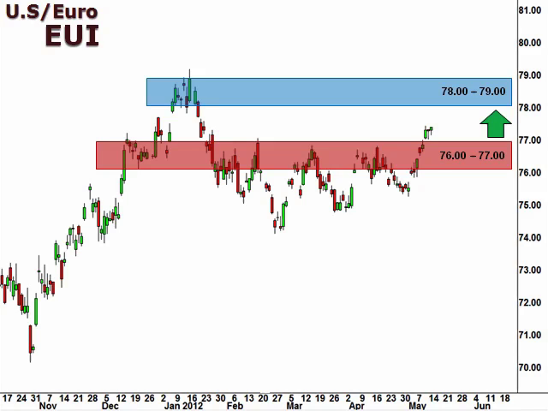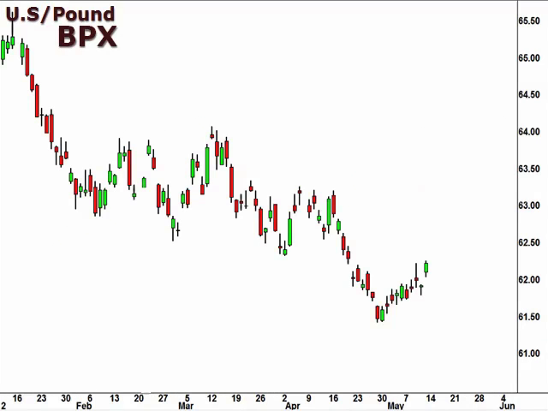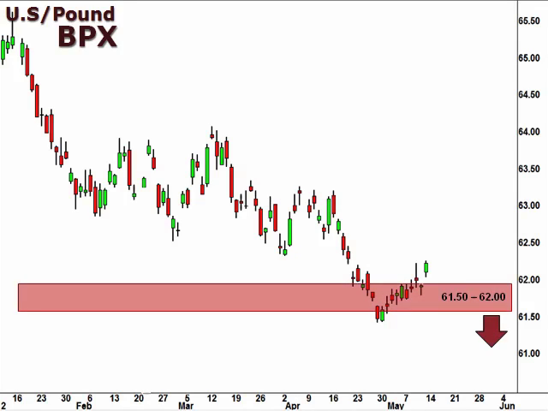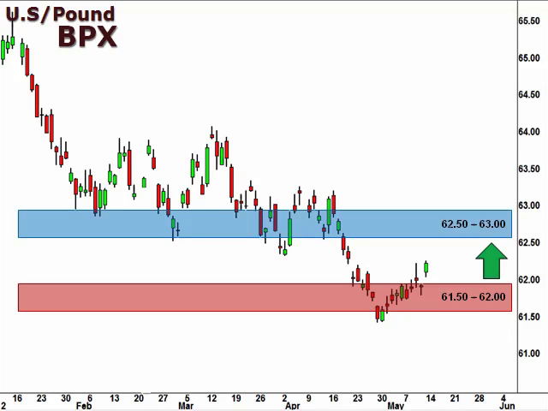Let's take a look at the BPX, the US dollar versus the pound. 61.5, 62 remains a key support for the BPX, and a break below 61.5 will confirm a continuation lower. However, with last Friday's close above 62, we are open to a push towards the 62.5, 63 focal zone.